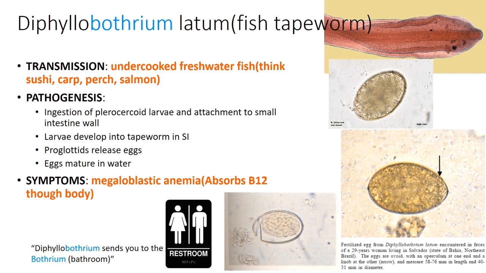That is super high yield, so high yield because it's a path tie-in. Micro gets to test you on a little bit of path, and this is one of them. You'll just remember Diphyllobothrium sends you to the Bothrium. And how we can diagnose this is look for those eggs or proglottids in stool. And this is what I was referring to. So you can see our eggs, it's egg-shaped. And it's hard to differentiate between Ancylostoma duodenale and Necator americanus, those hookworms, except for look, we can see this kind of weird clearing zone at the end.